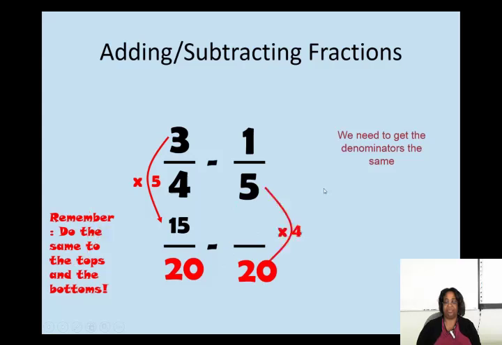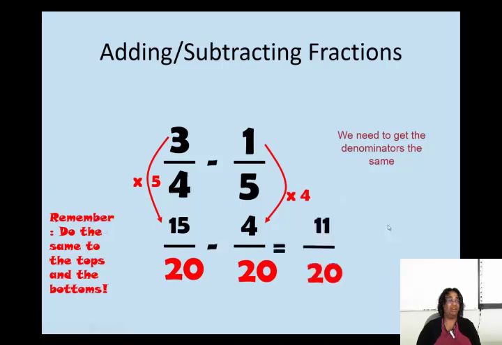5 times 4 is 20, and 4 times 1 is 4. So you're going to get an equivalent fraction of 4 over 20. What is 15 minus 4? 11. So your fraction will be 11 over 20. Keep the same denominator, 11 over 20. This is done just like we did addition. Subtraction is done just like addition.